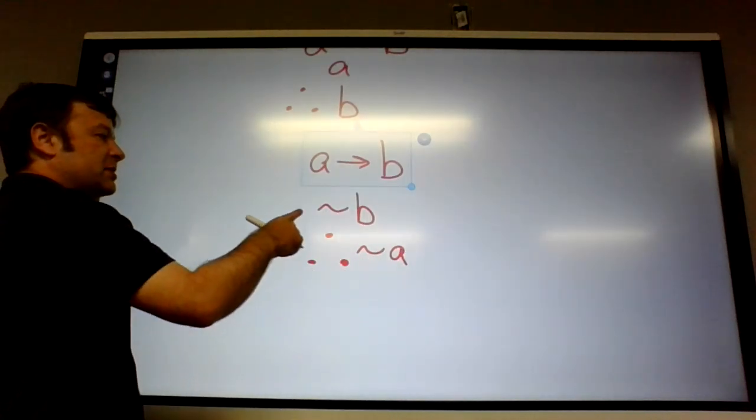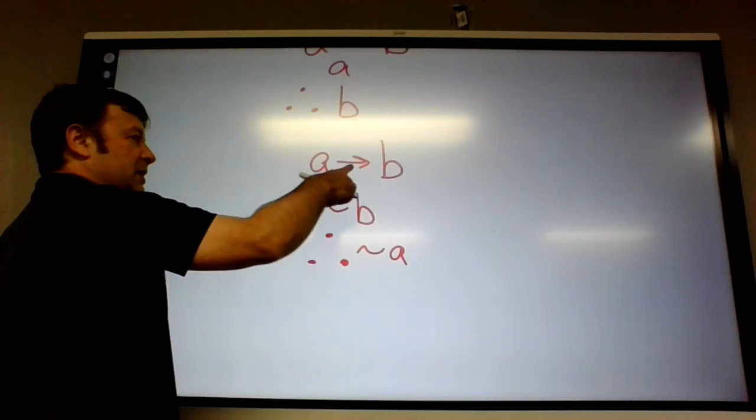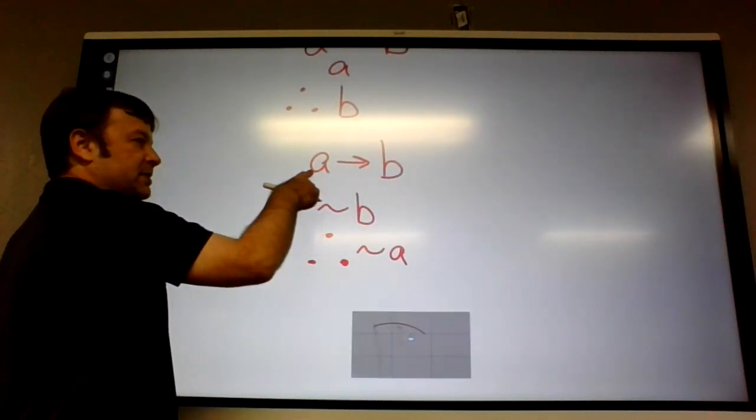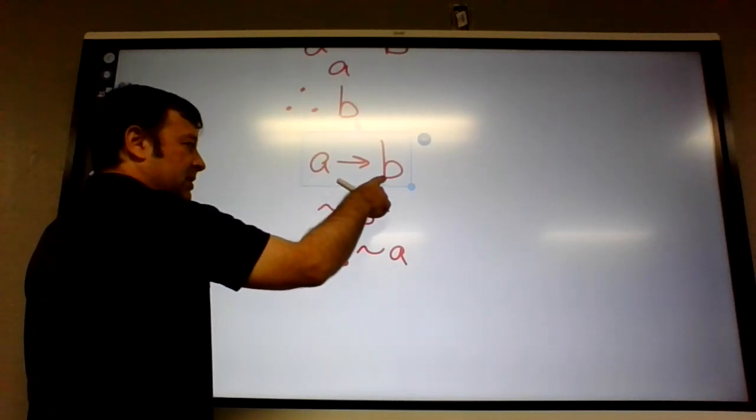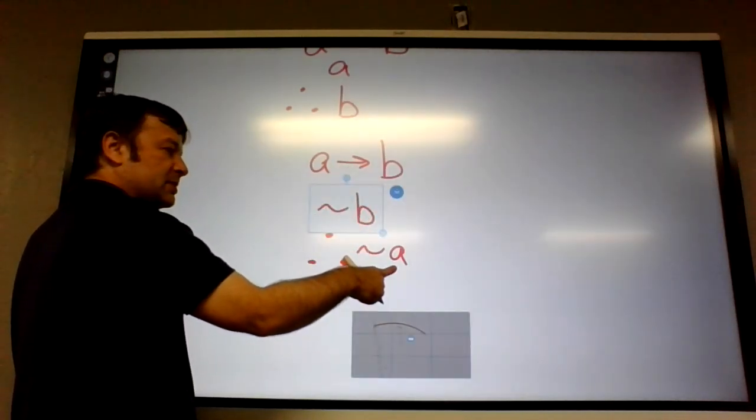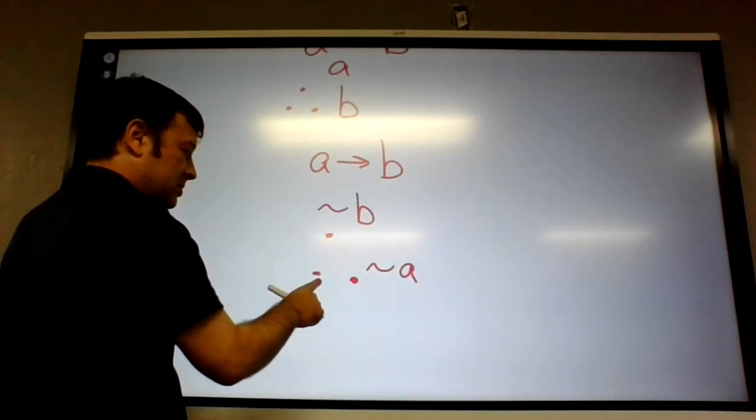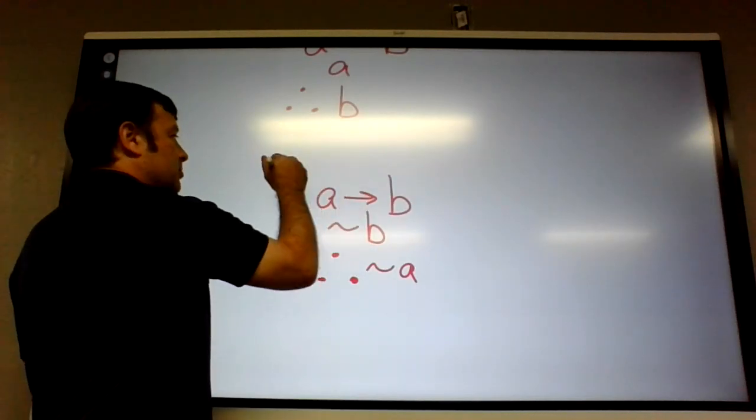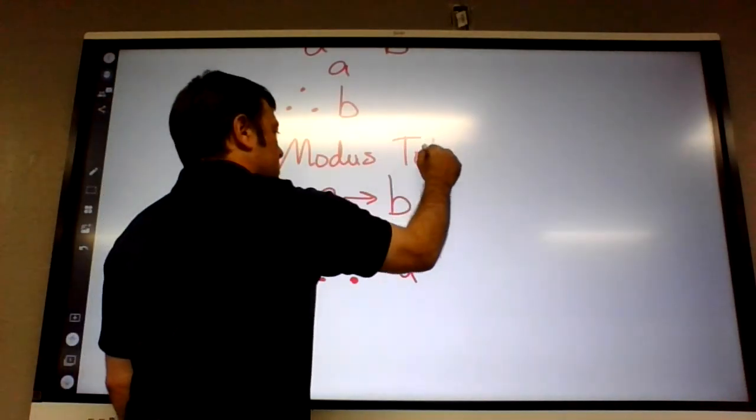Okay? This is basically the contrapositive logic. If this doesn't happen, then that means this didn't happen. Because if A happens, then B will happen. So if B didn't happen, there's no way A happened. Okay, this is called modus tollens logic. Modus tollens.